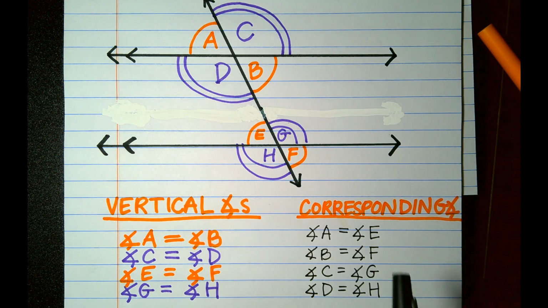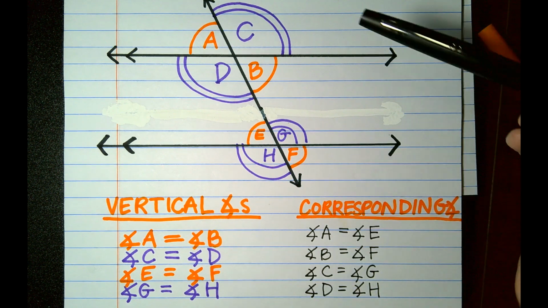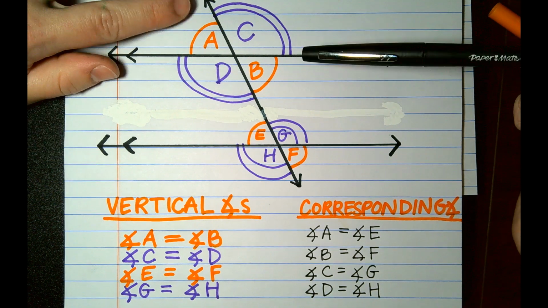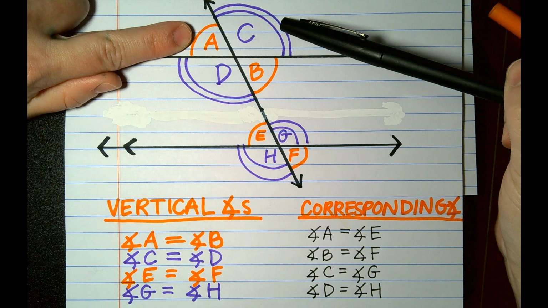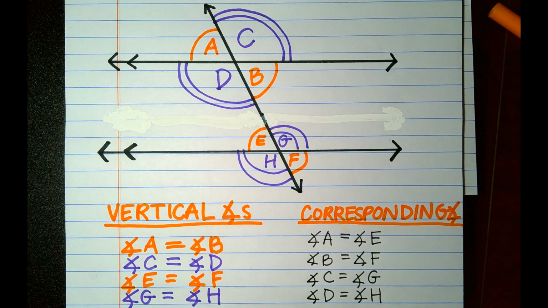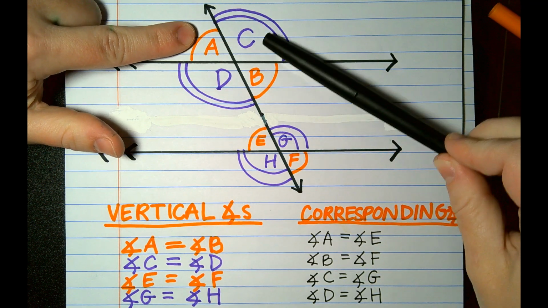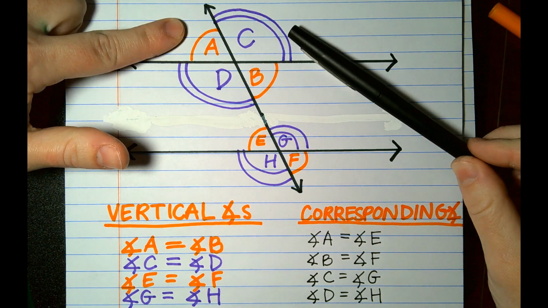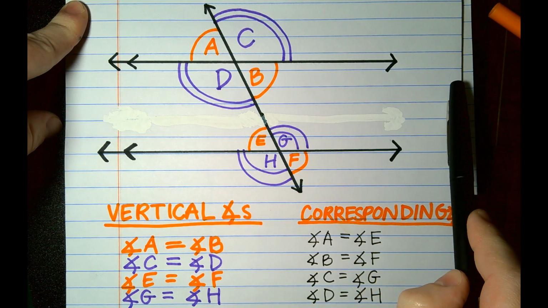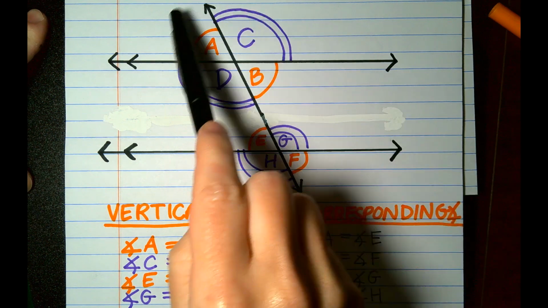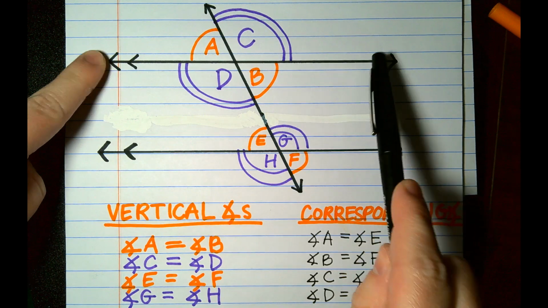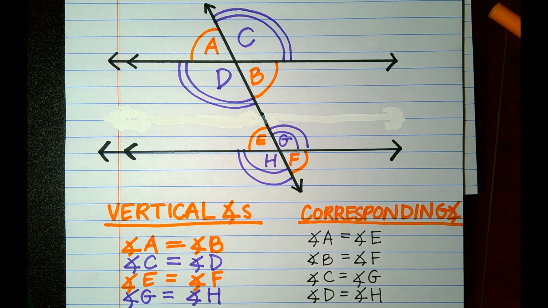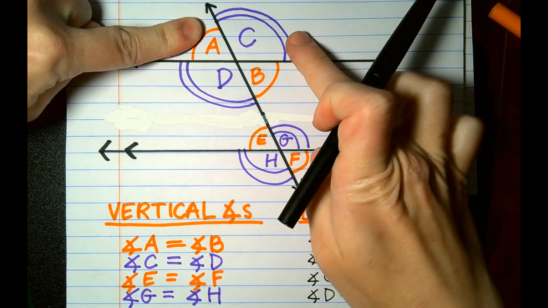Now, I wonder if I can ask you a slightly tricky question here. Would you be able to tell me what angle A and angle C add up to? 180. How do you know that? We're adding them together, and why do they add to 180? Because they make a straight line. So any of the angles that are right next to each other are always going to add up to 180. A plus C is 180.